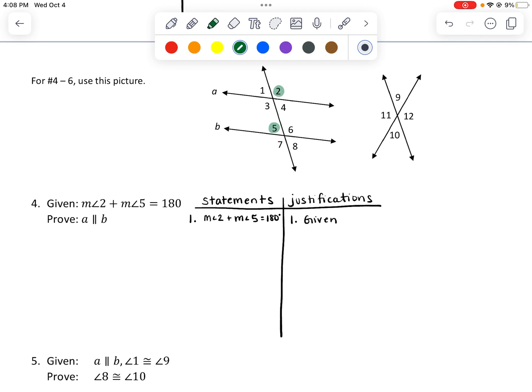Now, I don't have parallel lines, so I can't use any of our corresponding angles or same side interior, because I do not have parallel lines. So we have to use other things to get there. It's really important that we are careful here. I'm going to use vertical angles here. I'm going to connect 2 and 3. So I'm going to go ahead and say angle 2 is congruent to angle 3 because of the vertical angle theorem.